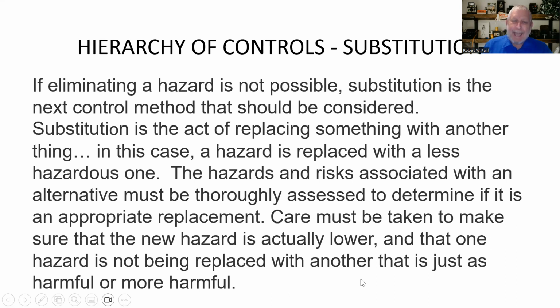Substitution. If eliminating a hazard is not possible, substitution is the next control method that should be considered. Substitution is the act of replacing something with another thing. In this case, a hazard is replaced with something less hazardous. The hazards and risks associated with an alternative must be thoroughly assessed to determine if it is an appropriate replacement. Care must be taken to make sure that the new hazard is actually lower and that one hazard is not being replaced with another that is just as harmful or even more harmful.